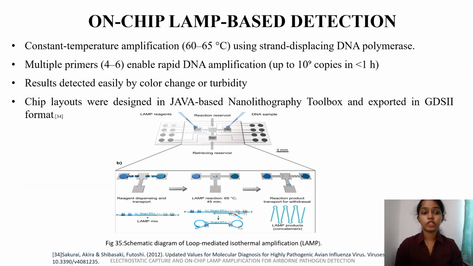Next, we'll go through the second main topic, that is on-chip LAMP-based detection, a constant temperature amplification using strand-displacing DNA polymerase. A constant temperature means 60 to 65 degrees Celsius. Multiple primers enable rapid DNA amplification, and results are detected easily by color change or turbidity. Chip layouts were designed in a Java-based nanolithography toolbox and exported in GDSII format. The diagram illustrates a schematic of on-chip LAMP-based detection for airborne pathogen detection.